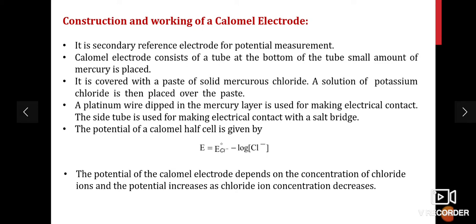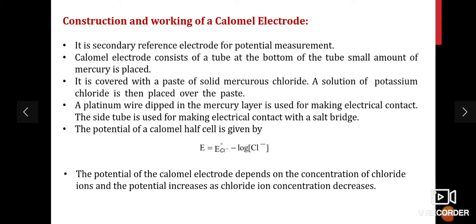The electrodes are of three types: reference electrode, indicator electrode, and ion selective electrodes. What are reference electrodes? It is an electrode of standard electrode potential with which we can compare the potential of other electrodes. So with the help of standard electrode potential, we can compare the potential of other electrodes.